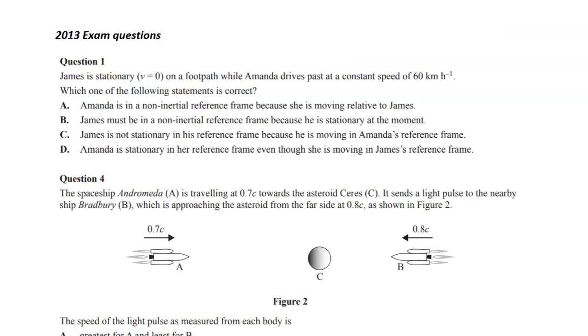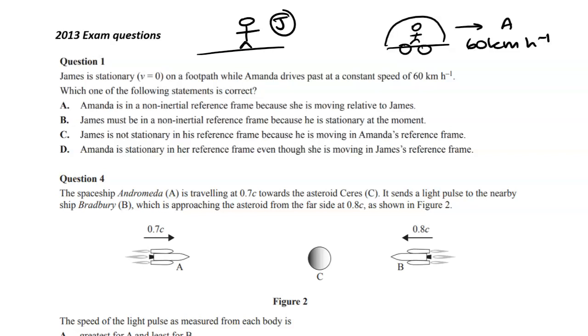Let's move on to some 2013 exam questions. So question 1, again, this is in the detailed study. We've got James is stationary on a footpath. Okay, there's James. Amanda drives past at a constant speed. Yes, for some reason we stand up in cars now. So it says, which of the following statements is correct? So we're going to be looking at a lot of incorrect statements here.